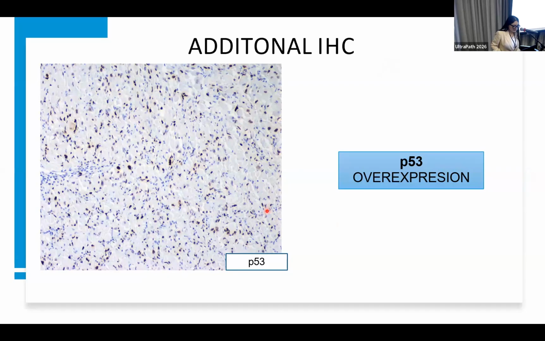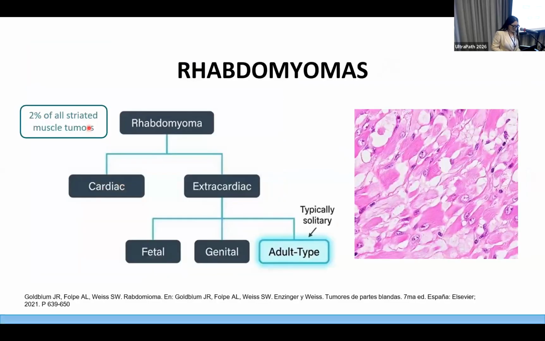So moving to the literature review, these entities, the rhabdomyomas, represent only 2% of all the striated muscle tumors. And we have two subtypes, the cardiac and the extracardiac. The extracardiac are the fetal, the genital, and the adult type. This last one predominantly affects the head and neck area in adult patients.